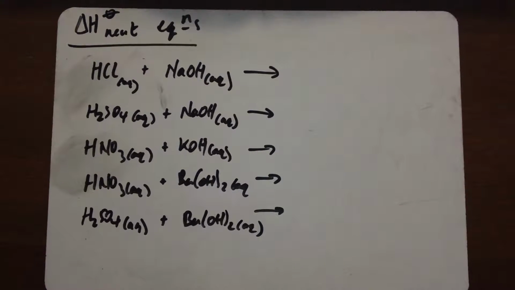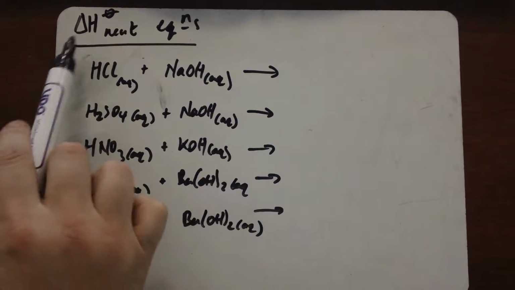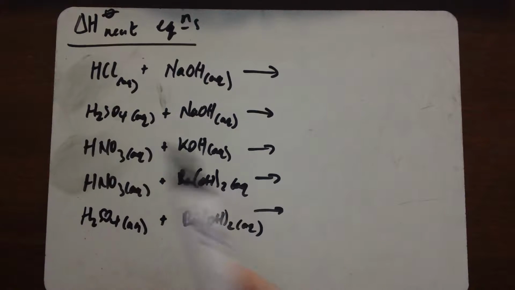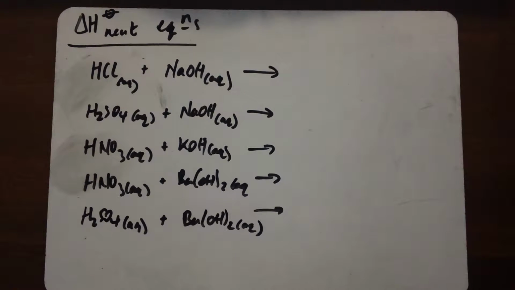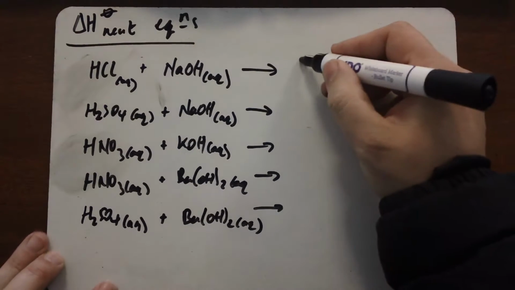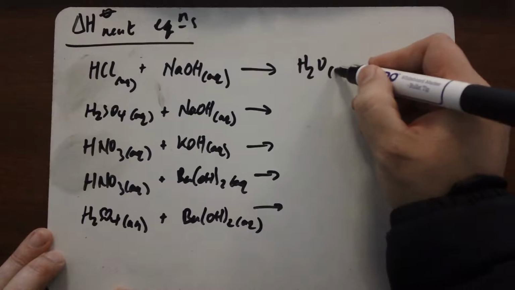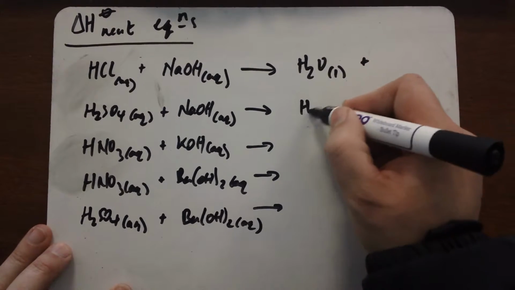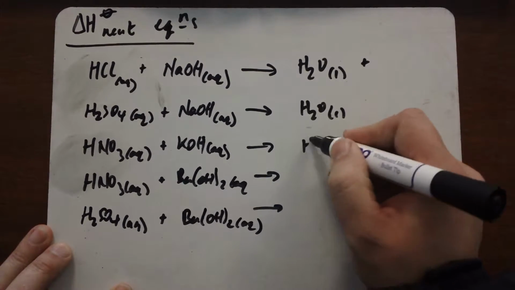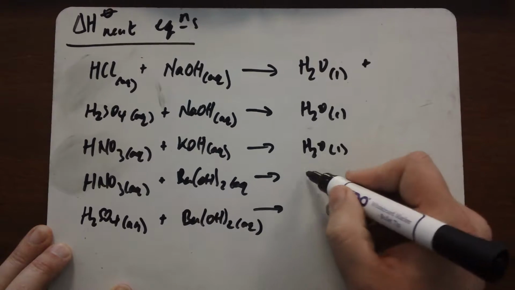Right, this one's a new one. This is the enthalpy change during neutralisation. By definition, it is the enthalpy change when 1 mole of water is formed in a reaction between an acid and an alkali. So what we need to do is make sure that when we write our products down, in each case we only form 1 mole of water.